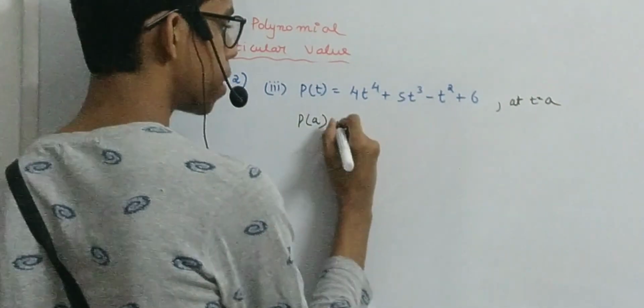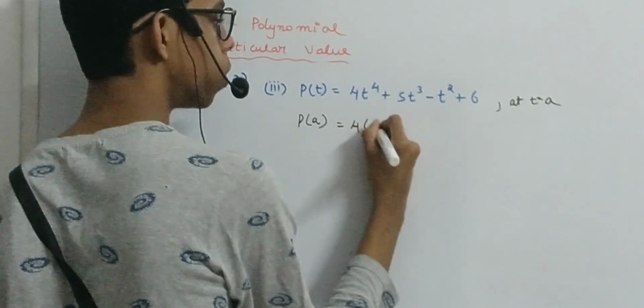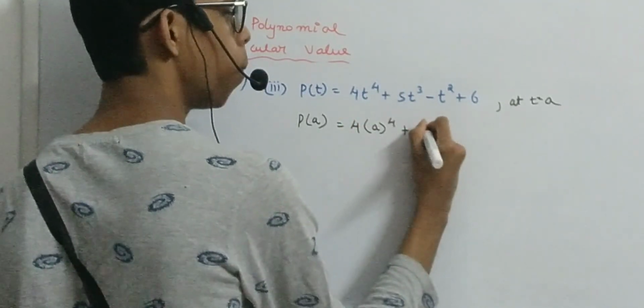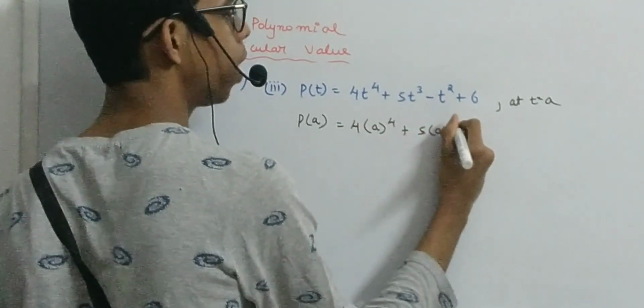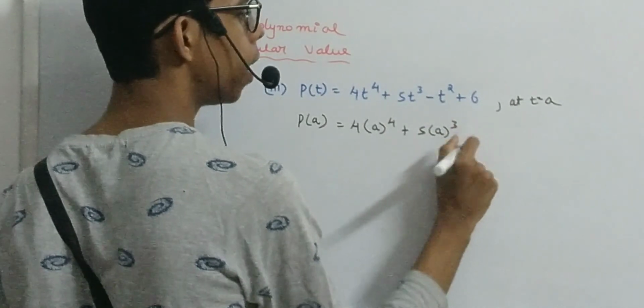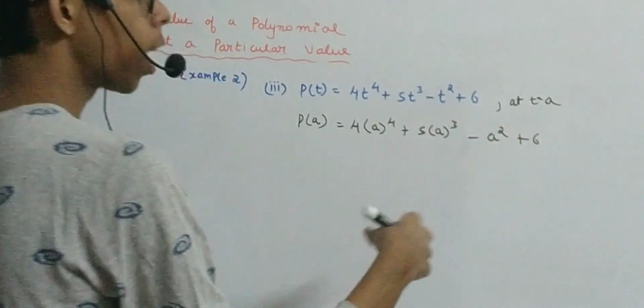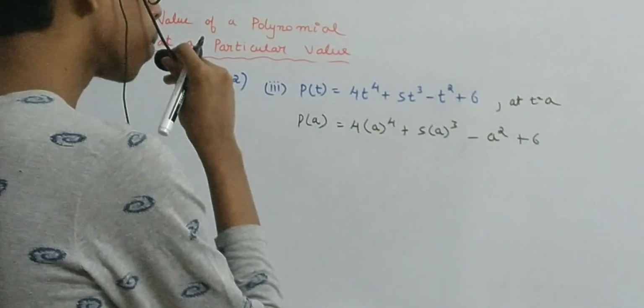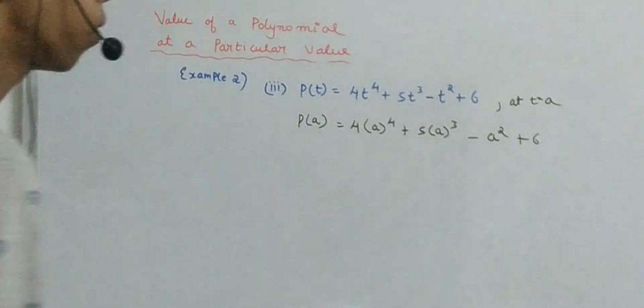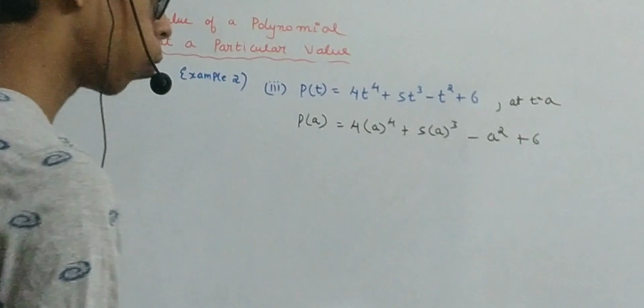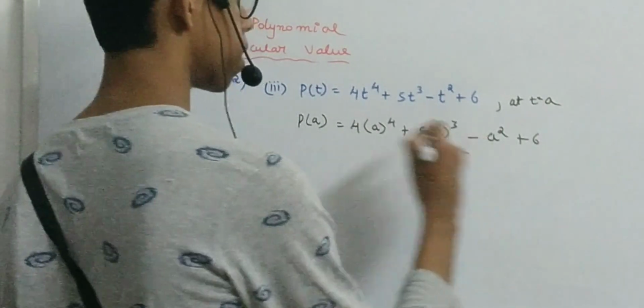So p of a is equal to 4 into a raised to 4 plus 5 into a the whole cube minus a square plus 6. Wherever t is there, just substitute it with this a. So now nothing else to do over here. This is your final answer.